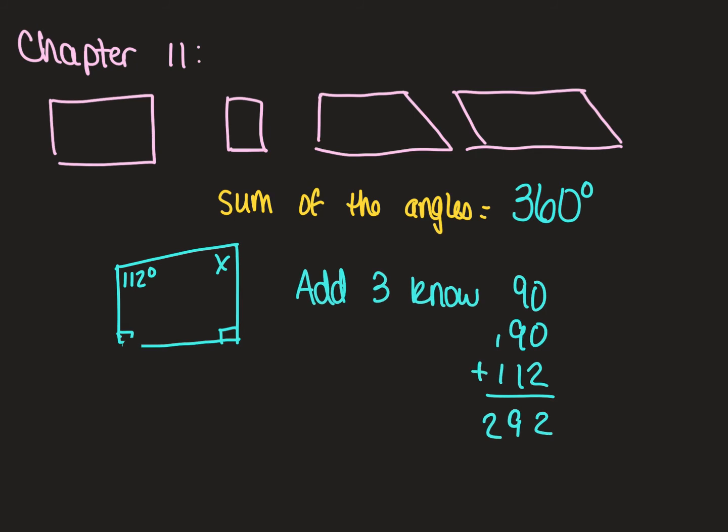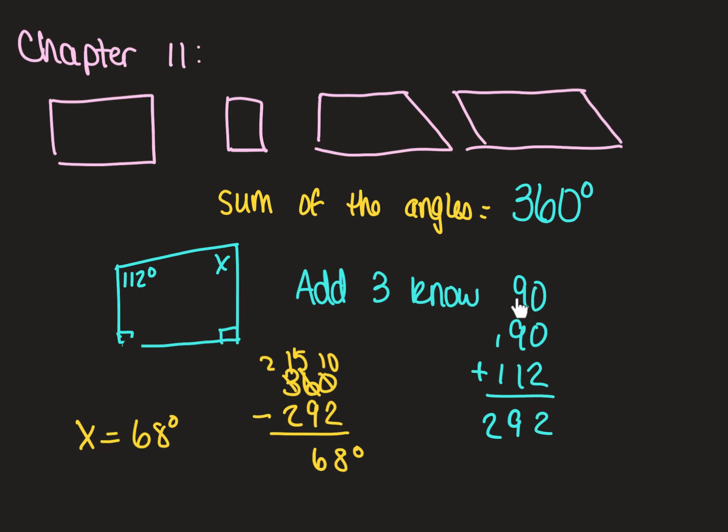After we add the 3 that we know, we're going to subtract from 360. Subtract from our special number, subtract from the total. All 4 equal 360. So if we found out 292 so far, we could subtract and find the 4th guy, which is going to be 68 degrees. So x is equal to 68. Add the 3 we know, subtract it from 360. Anytime you have a box, hint, hint, that's a 90.